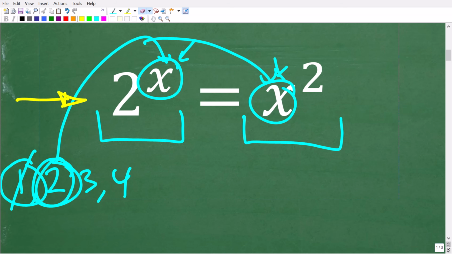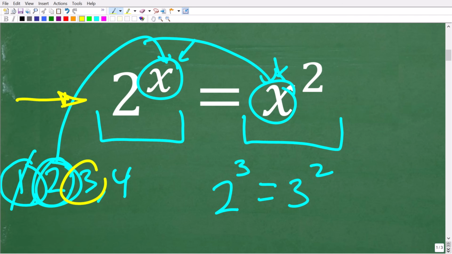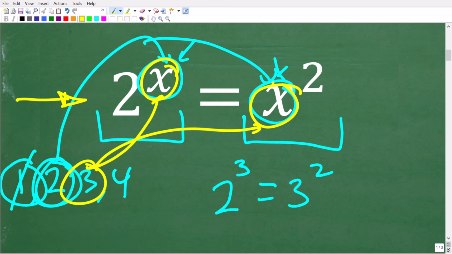So 3 is going to yield what? We'll end up with 2 cubed is equal to 3 squared. Again, what I'm doing here is plugging the value of 3 for x right here in the exponent spot and 3 over here in the base part of this power. So 2 cubed is what? That's 2 times 2 times 2, or 8. And 3 squared is what? That's 9. So 8 is not equal to 9. So 3 is not a solution.